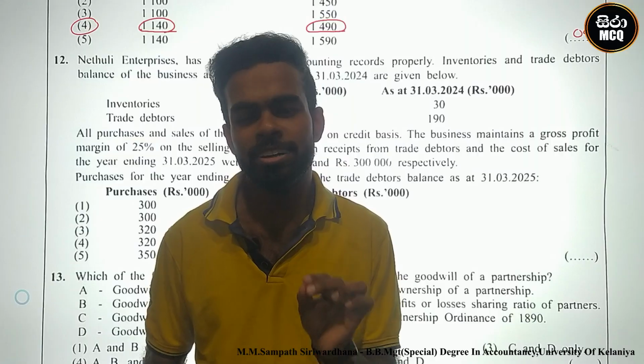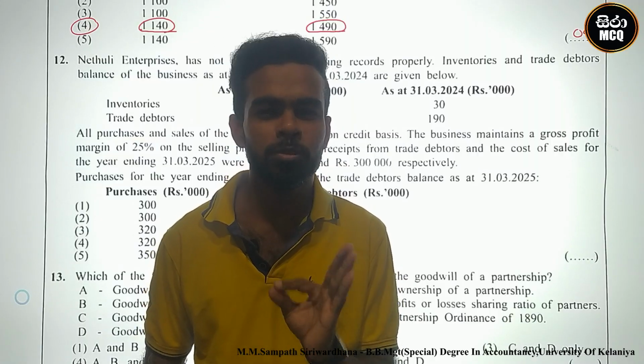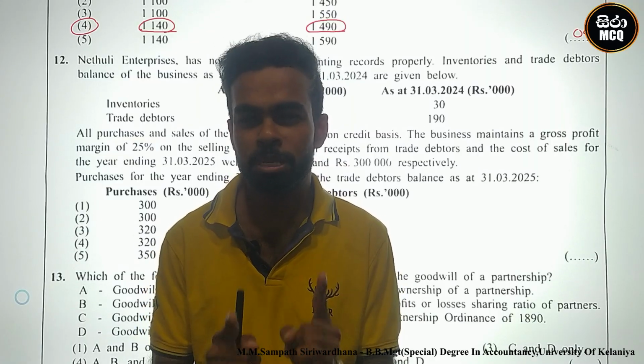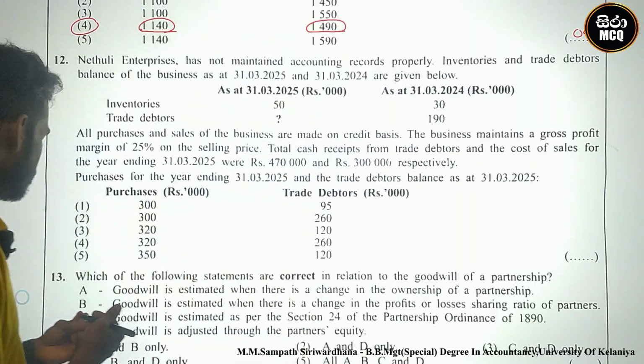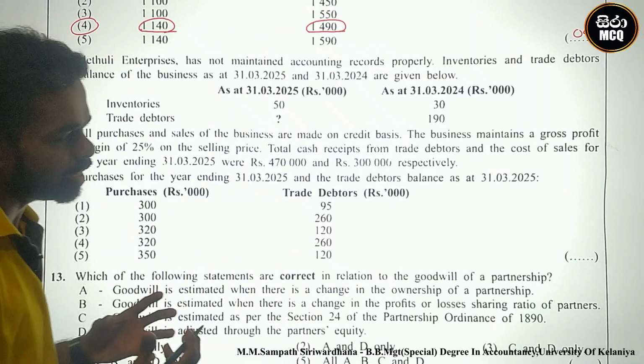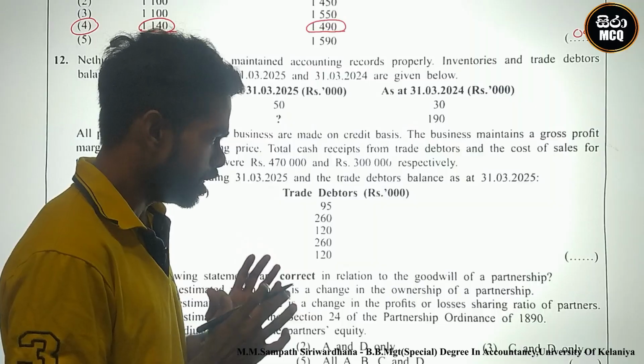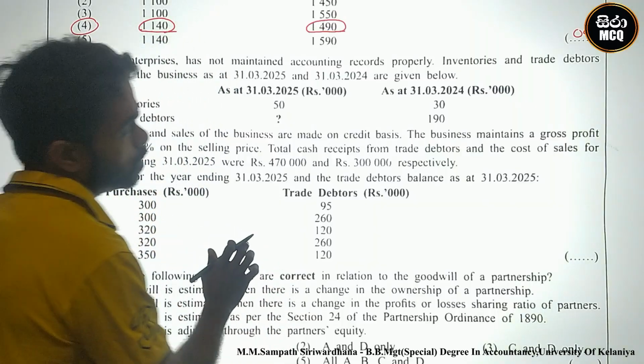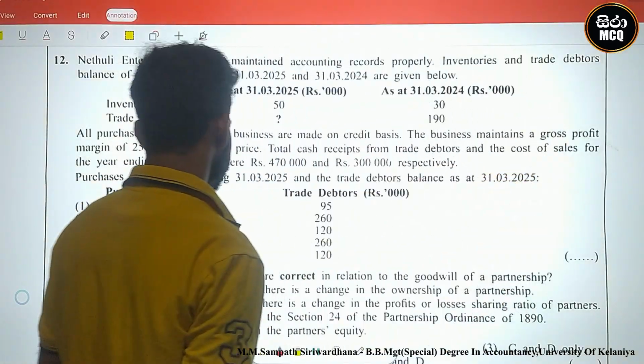Today we discuss the Advanced Level A-level accounting paper 2025, question number 12. Let's go to the question. This is an incomplete accounts related question. What is the requirement? They request us, look here.